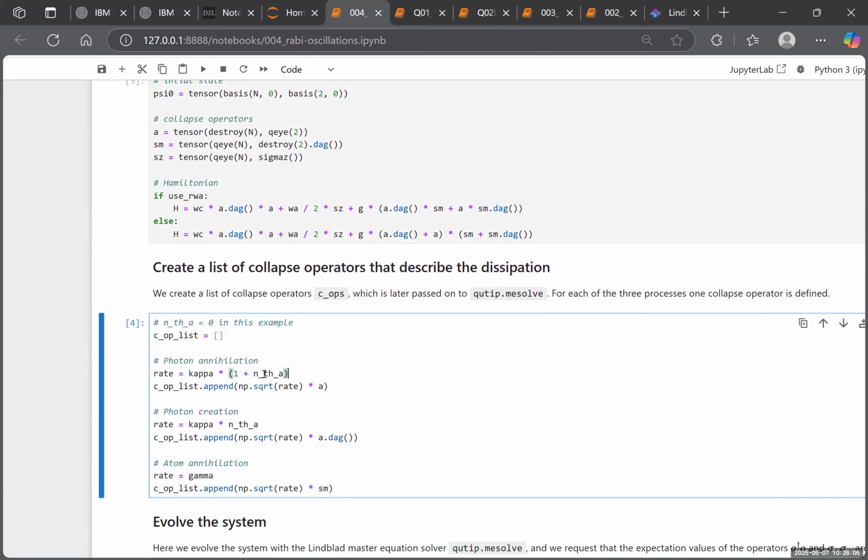You have the rate, photon annihilation, and then that square root times a, and then you have creation. Right, and add to the operator list, and then you also have the atom relaxation, decay. So you add that to that.